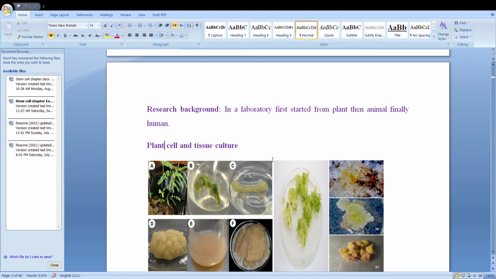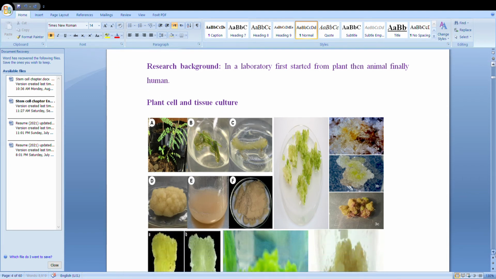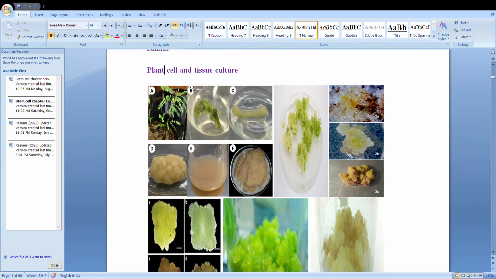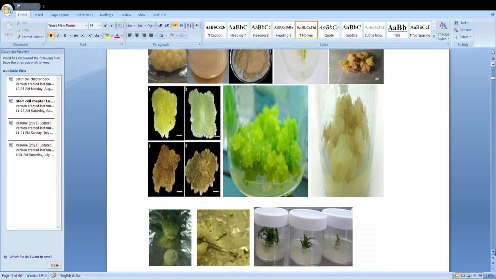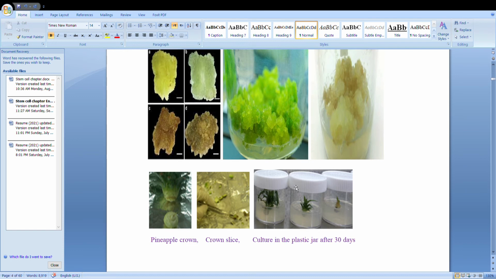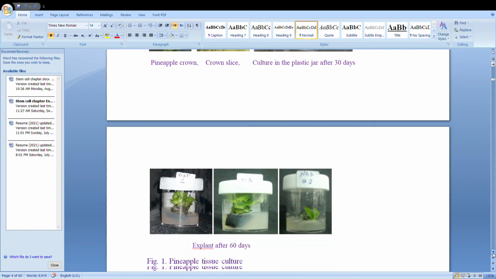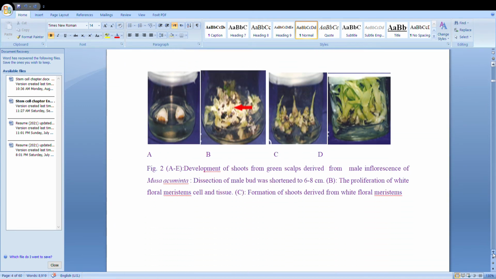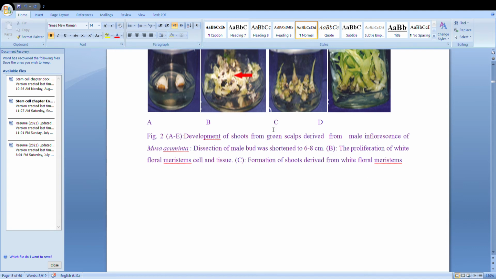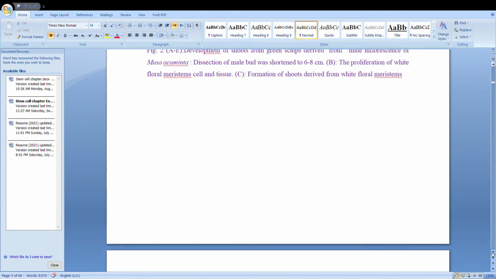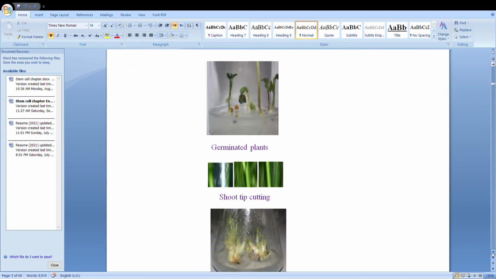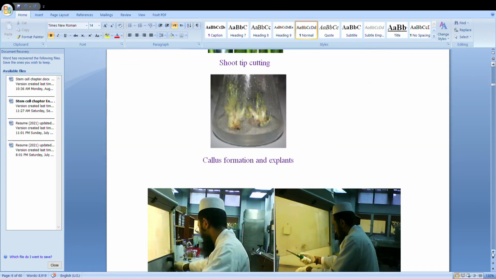Plant cell and tissue culture, you can see here. Plant cells, cell suspensions, and also tissue culture, callus formations, from different plants, from pineapples, also other plants, banana plants. From tissues we produce whole plants and organs. So this is from broccoli, shoot tissue culture by shoot stem cells, callus formation and explants.